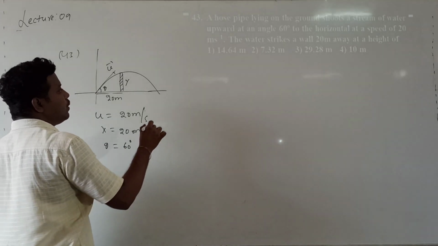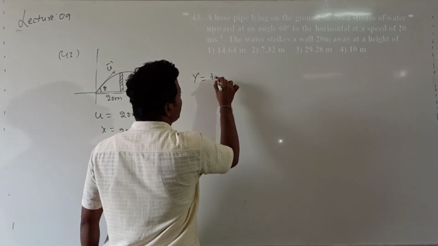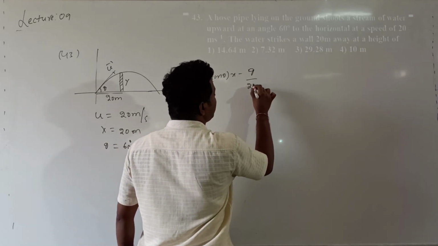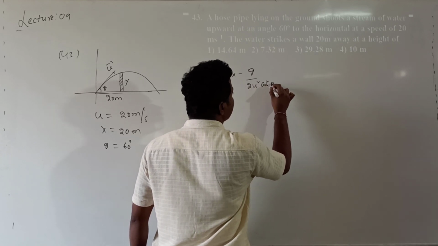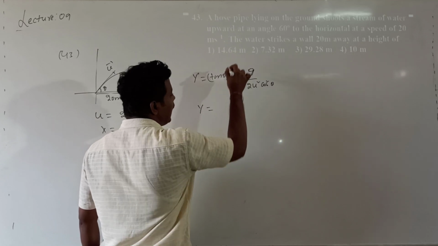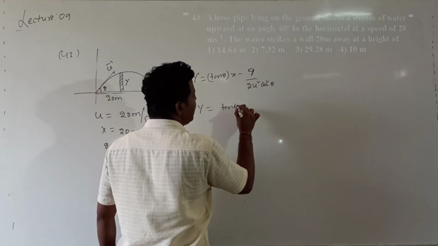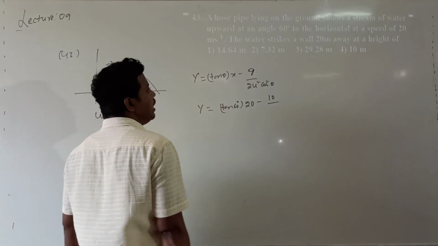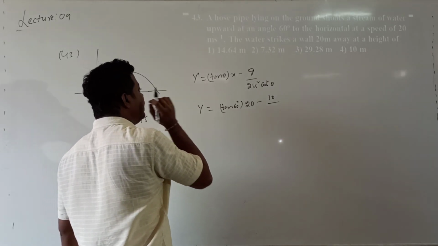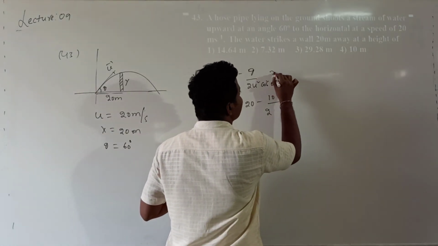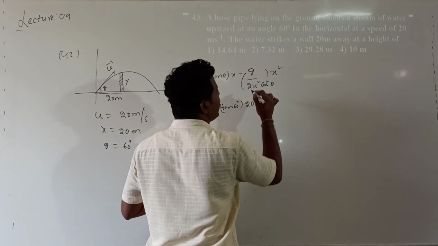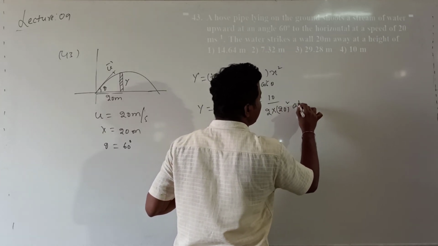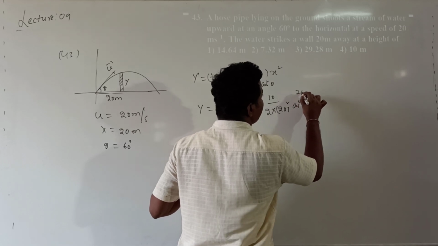We already know the formula for y: y is equal to tan theta into x minus g divided by 2 u square cos square theta into x square. Here y is the height of the wall. So tan 60 degrees into x, which is 20, minus g by 2 u square cos square theta into x square. I am taking g value as 10, though it is not given. So 10 divided by 2 into u square, 20 whole square, into cos square 60 degrees, into x square, again 20 whole square.